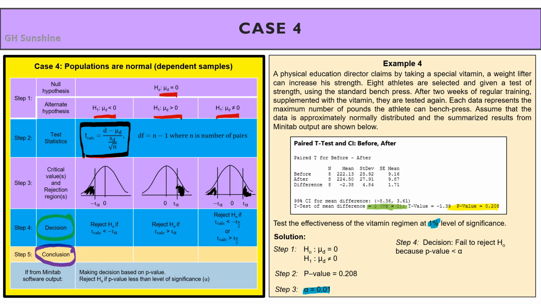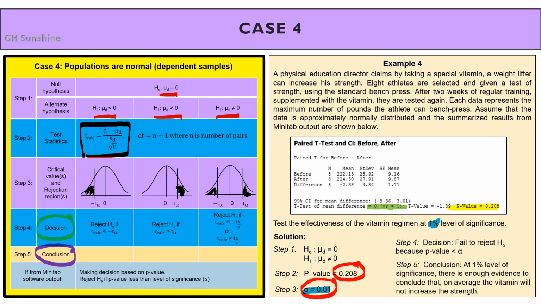So what is the decision? Fail to reject H0. Why? Because the p-value 0.208 is greater than 0.01. Therefore, at 1% level of significance, there is not enough evidence to conclude that on average, the vitamin increases the strength.